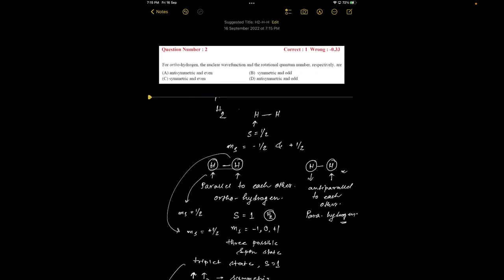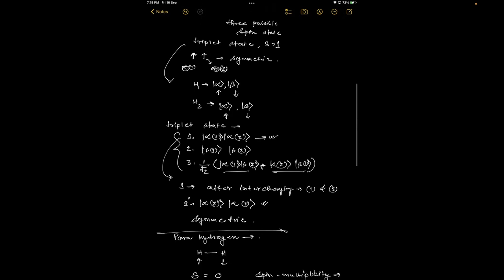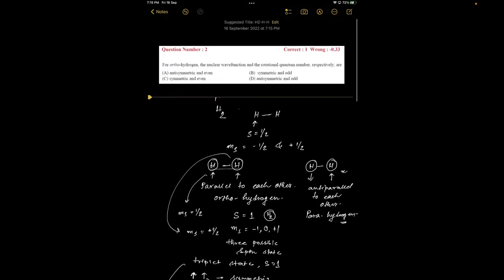The nuclear wave function means spin wave function here. The nuclear wave function corresponding to the ortho hydrogen upon interchanging two hydrogen atoms. So we have seen that upon interchanging two hydrogen atoms, these three states are symmetric to each other, right? So the nuclear wave function will be symmetric for the orthohydrogen case. So the symmetric options are option B and option C.